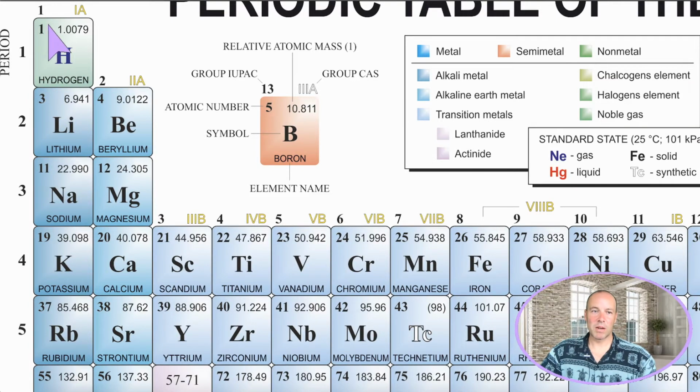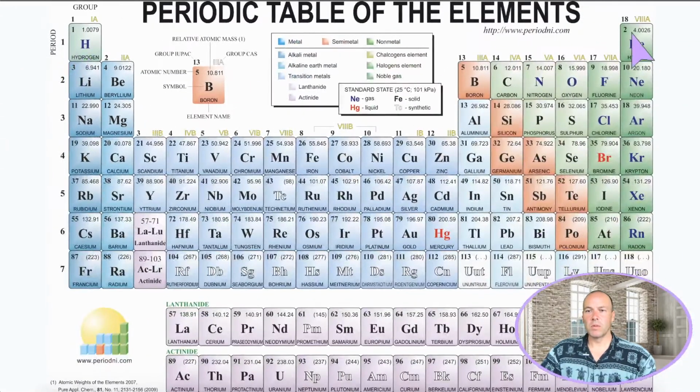All hydrogen atoms have 1 proton, and everything with 1 proton we call hydrogen. Element number 2 is helium, so all helium atoms have 2 protons because its atomic number is 2. And then element number 3 is lithium. Their atoms have 3 protons, and so on, all the way up to element 118.